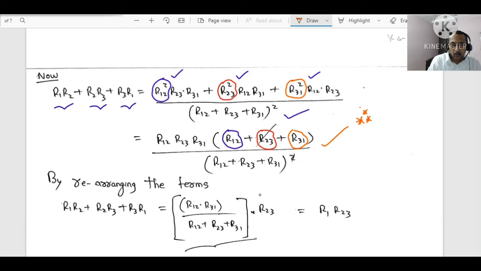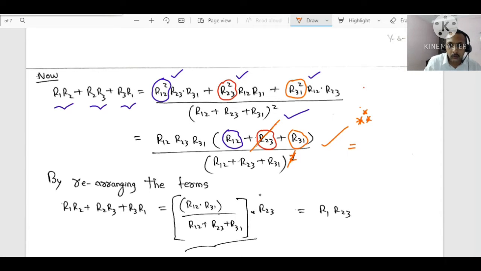Clear? Now, if you observe, the denominator is a square. In the numerator part, what did we get now? R12 plus R23 plus R31. So this entire term and one of the terms here will get cancelled. Will get cancelled. So now what is left out?